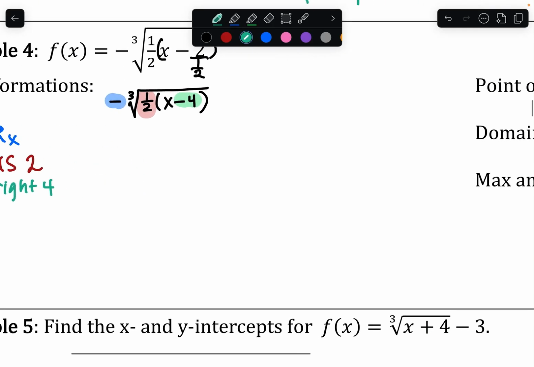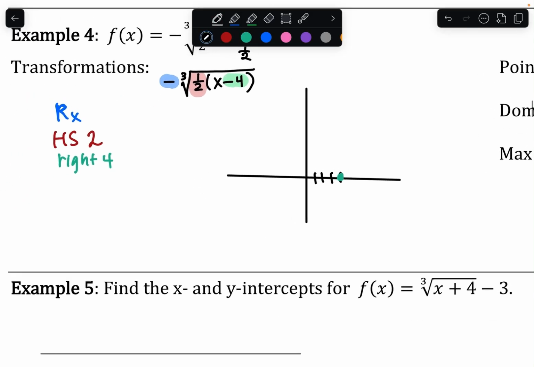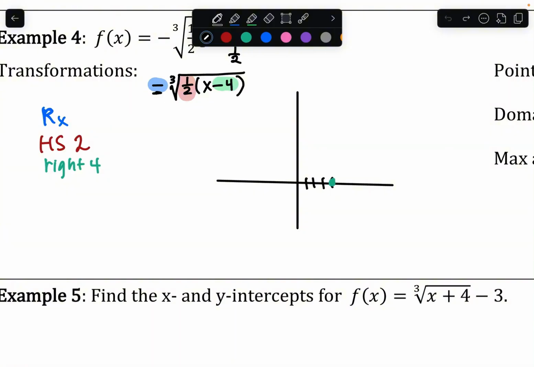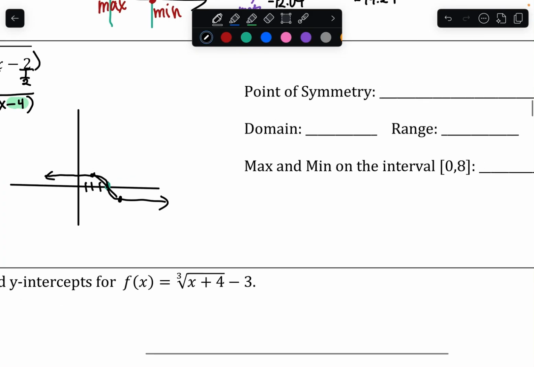Okay, and so for my graph, it hasn't moved up or down, so that puts our inflection point just at 4, 0. And then our new slope is negative 1/2. And so we would have up 1 over 2, down 1 back 2. Again, it doesn't have to be perfect for these. You just need to see that it's decreasing. So concave left, concave right. Okay, so it is a decreasing function. My point of symmetry is 4, 0. Domain and range is all real numbers all the time.